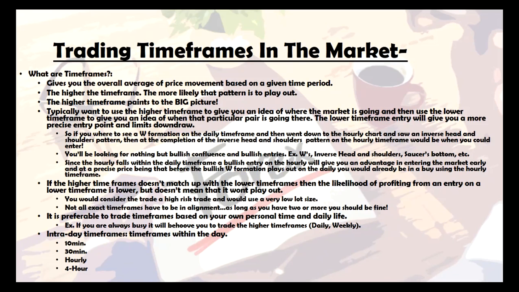So yeah, like if you see a W forming on the daily chart, you just go into the lower time frames, the quarter hourly, the hourly, the 30-minute, and try to look for any type of bullish entries on these lower time frames. So you want to look for a W because that gives you a bullish push in the market after completion. Inverse head and shoulders give you a bullish push after completion in the market. Saucer bottom, so forth and so on.